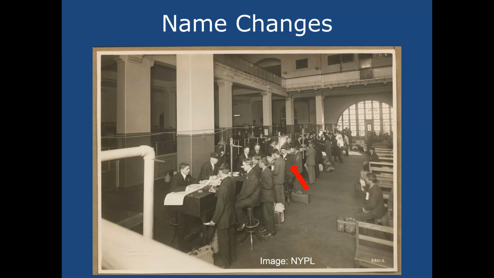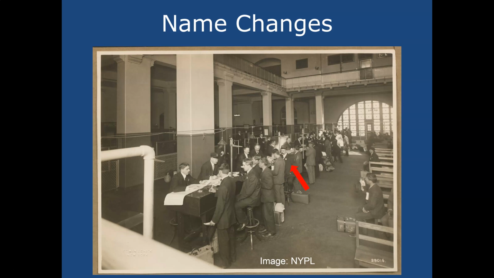So they would all wait in these lines, and then they would go talk to the immigration official. And you can see them sitting at the tables with the big pieces of paper, which were the manifests. And what they would do is they would ask questions related to what was written on the manifest to make sure the person in front of them was the person on the list and that the information given was accurate.